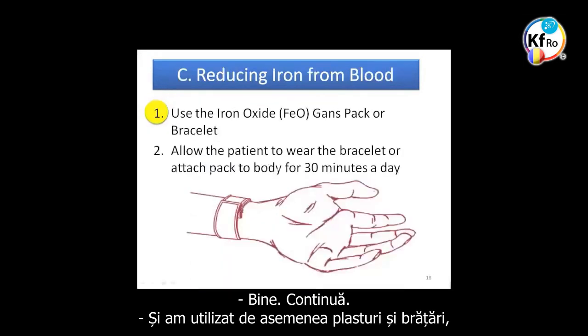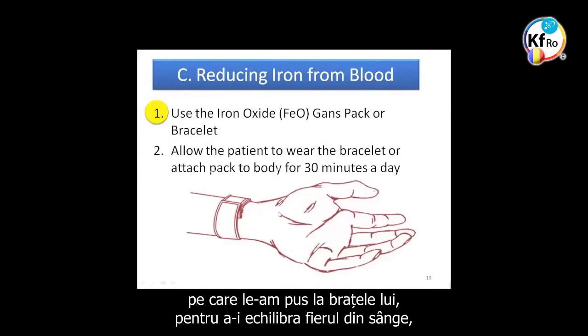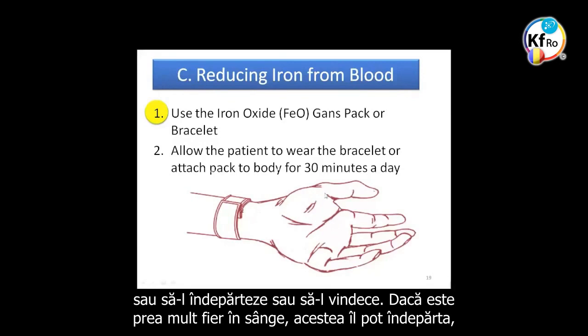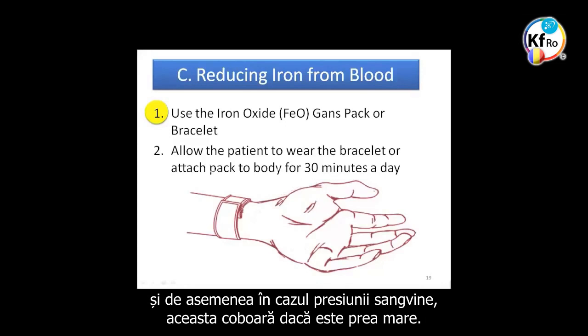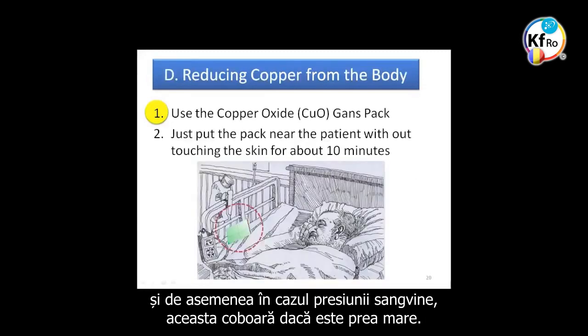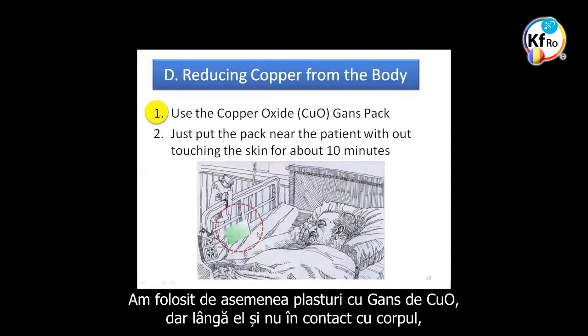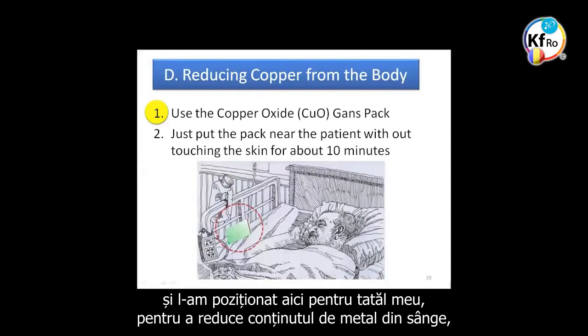Okay, carry on. And yes, I use the ferrous oxide gun pack and bracelet as well to put in his hands. So it also helps maybe balance the iron in his blood. If there's more iron in his blood, it can help remove the iron. And also, in case the blood pressure doesn't go down and is too high, I use the copper oxide gun pack near him, but it doesn't touch the body, just positioned near my father, just to reduce the metal contents in his blood. Okay.